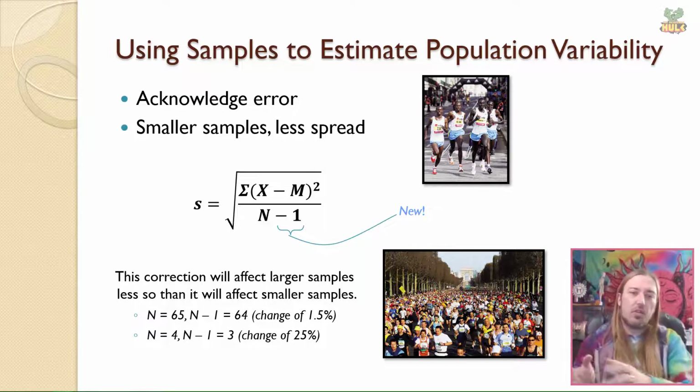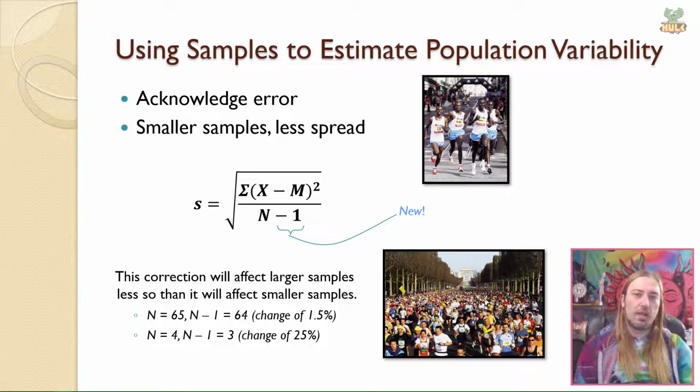And thus, this new measure of standard deviation that we use for samples, not for populations, for samples, uses the n minus 1 in the denominator to account for that error. All right, so we're going to be using this now anytime we talk about sample data, and we're estimating sample standard deviation, okay?